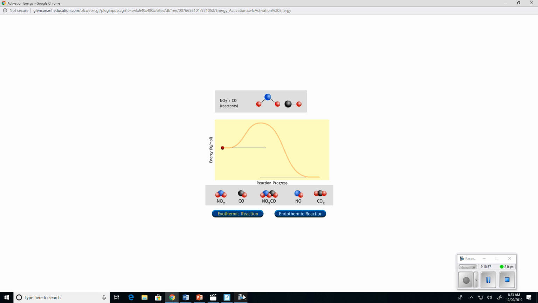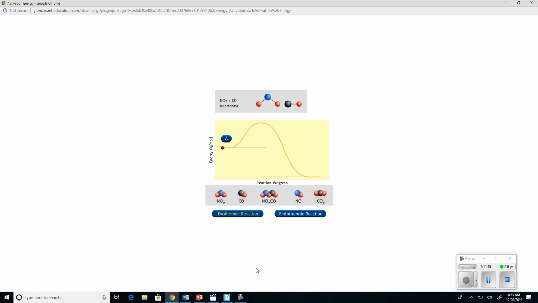This is an energy profile for nitrogen dioxide, NO2, reacting with carbon monoxide, CO, producing nitrogen monoxide, NO, and carbon dioxide, CO2. Click on each of the regions, A, B, C, or D, as they appear to view the molecular changes that occur during each stage of this reaction.